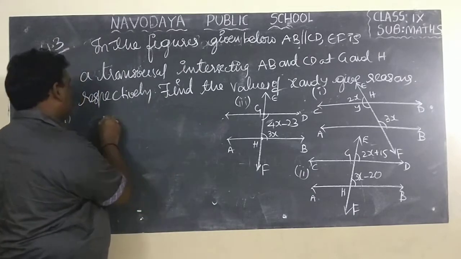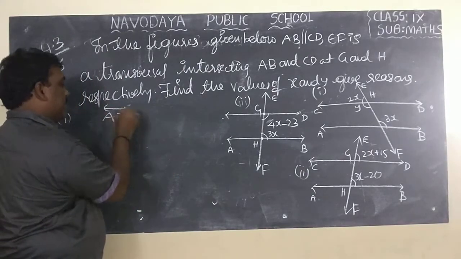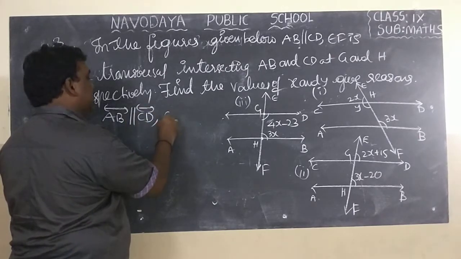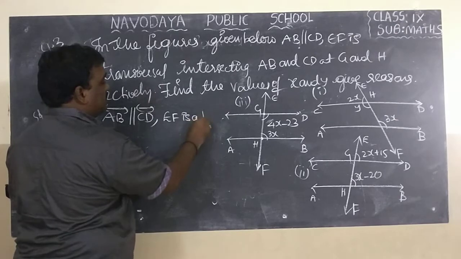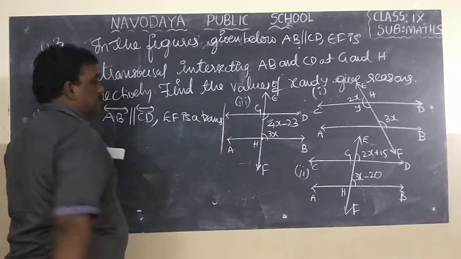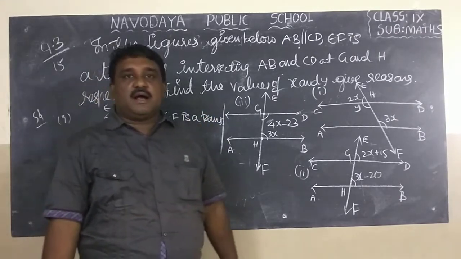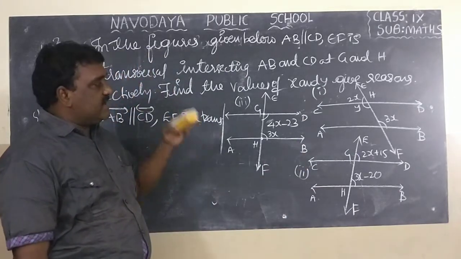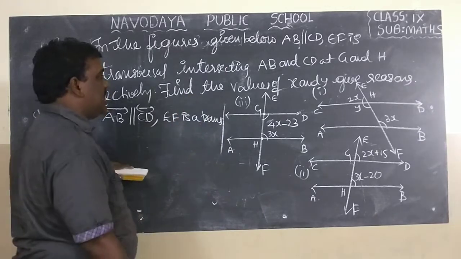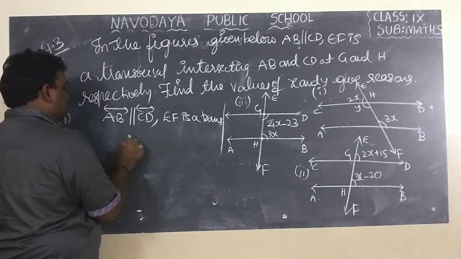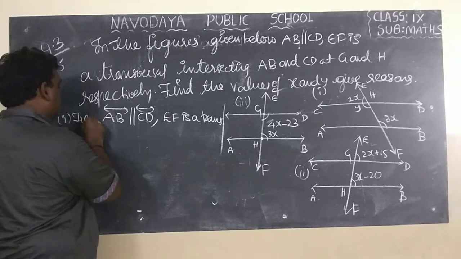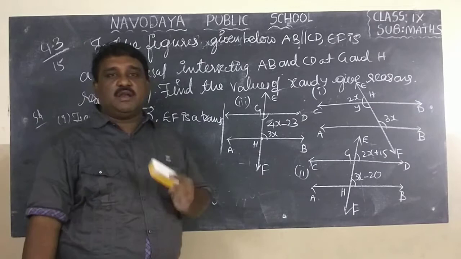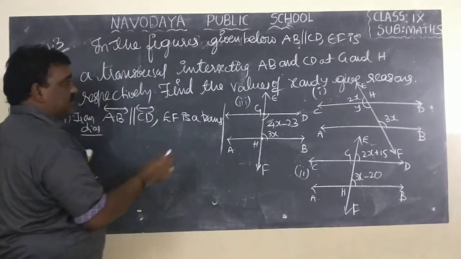See the first one. AB parallel CD, comma EF is a transversal. See the diagram. Okay? So from the diagram, the diagram plays an important role in finding the x value and y value. Then what do we need to write?